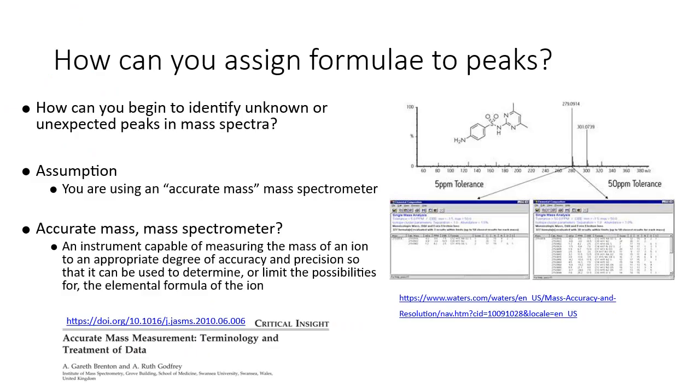In practice though, when would you actually need to be able to do this? Accurate mass assignment is the process you'll use whenever you want to identify unknown or unexpected peaks in your mass spectra based on their accurate mass. So examples of when this might come in handy would be when you're trying to identify an unexpected contaminant or byproduct in a pharmaceutical sample, or maybe when you're surveying metabolites, or also when you're analysing environmental samples.